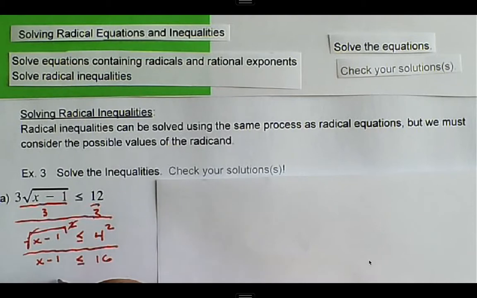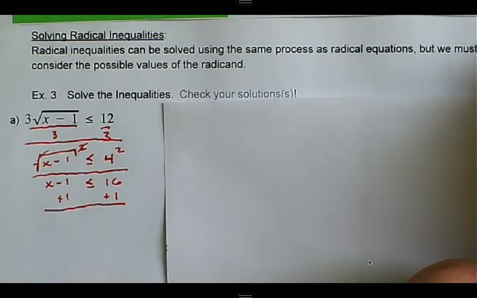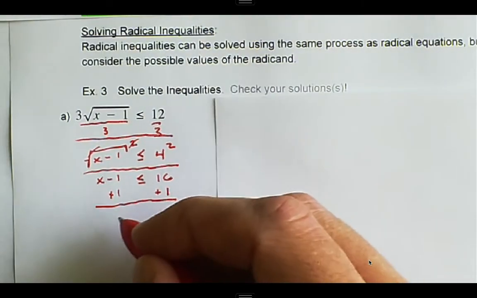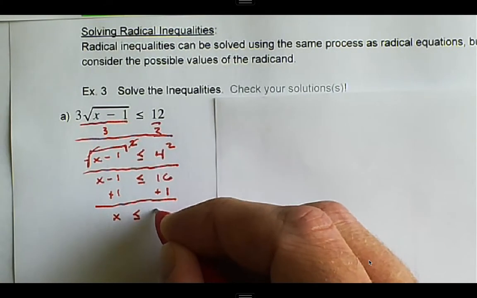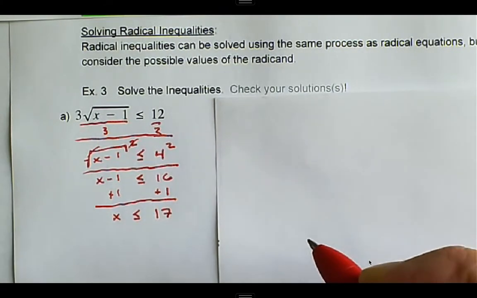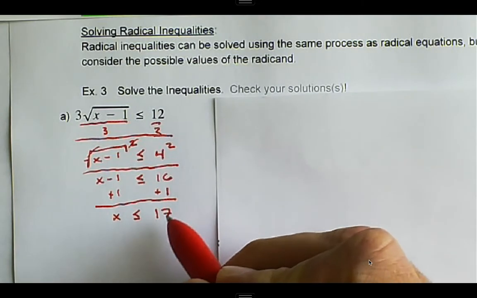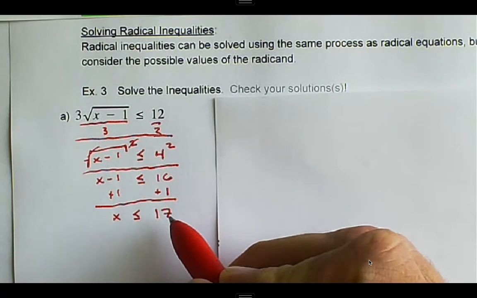And then we can add 1 to both sides, and we get x is less than or equal to 17. So that is the top half. That's as high as we can go. x has to be less than or equal to 17.